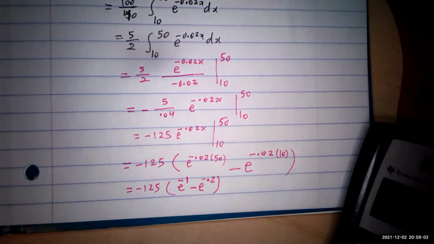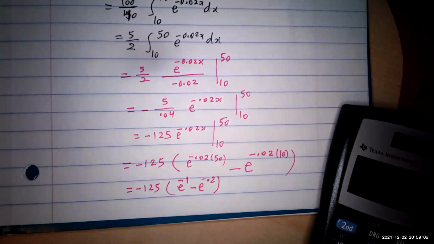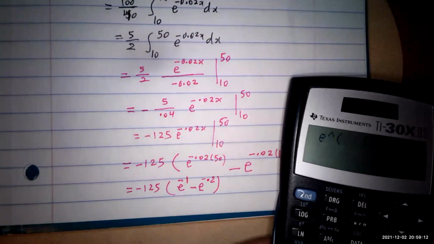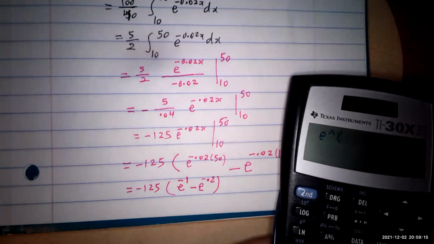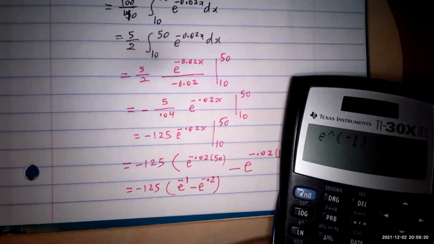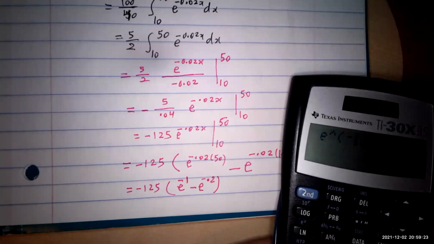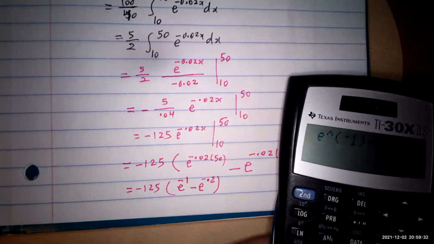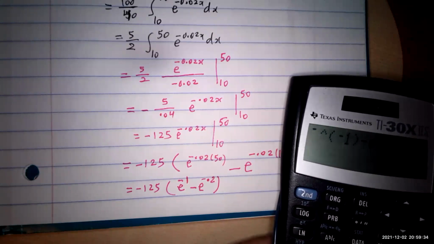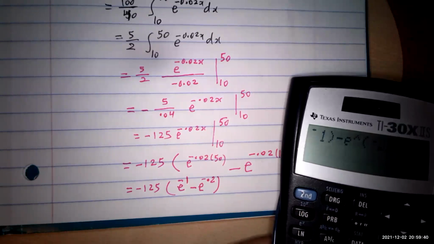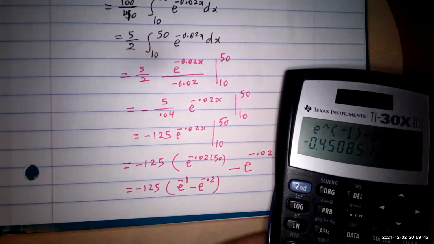So this is it. I need the e function, so I go with the second function that will give me the e function. So e to the negative 1. Okay, that's it. Parentheses, close it. And that would be minus. I need the e function again. Okay, so that gives me minus e to the negative 0.2. If you subtract it, that gives you the number 0.45.